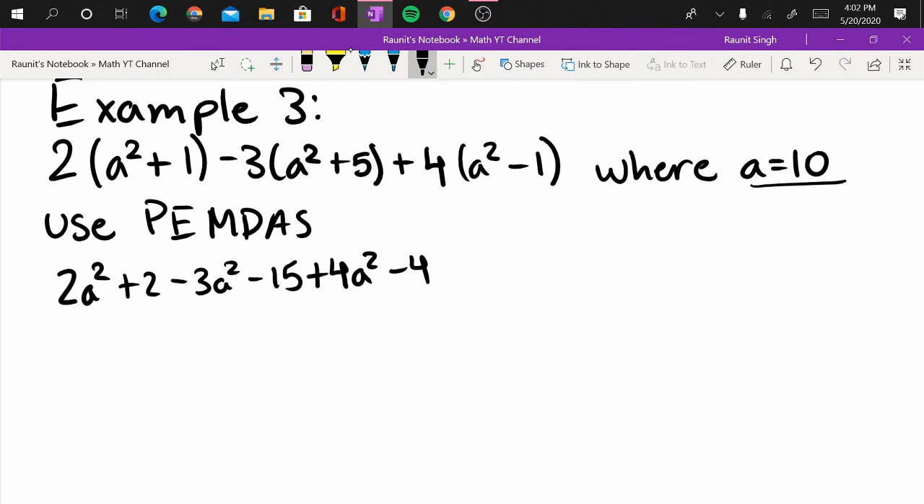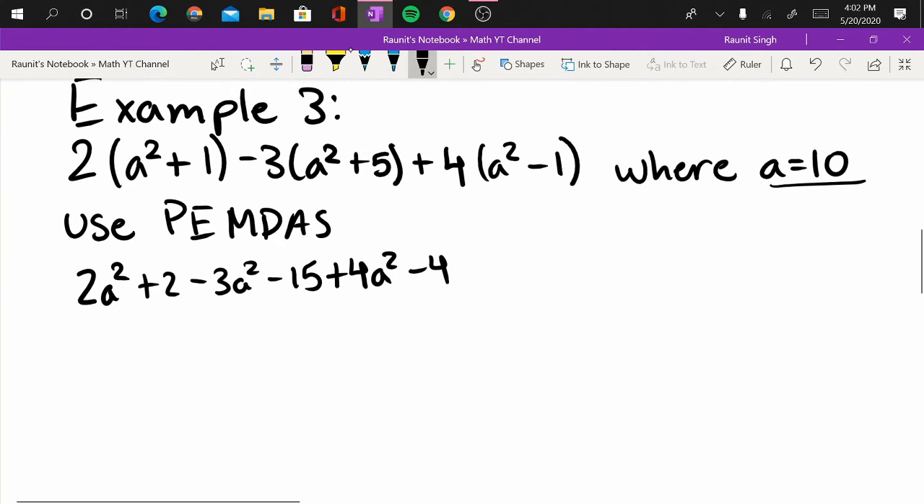Now we're going to simplify it, collect like terms. So the 2a squared minus 3a squared is equal to negative a squared. And then we have plus 4a squared, which is going to make it 3a squared, not a cube, a square. Then we have 2 minus 15 minus 4. We know that 2 minus 15 is negative 13, and then negative 13 minus 4 is minus 17.